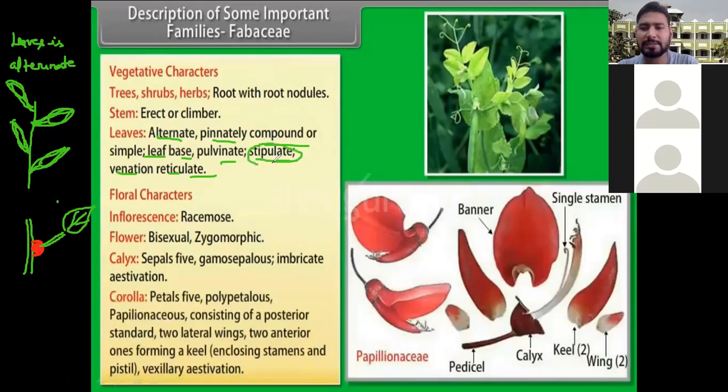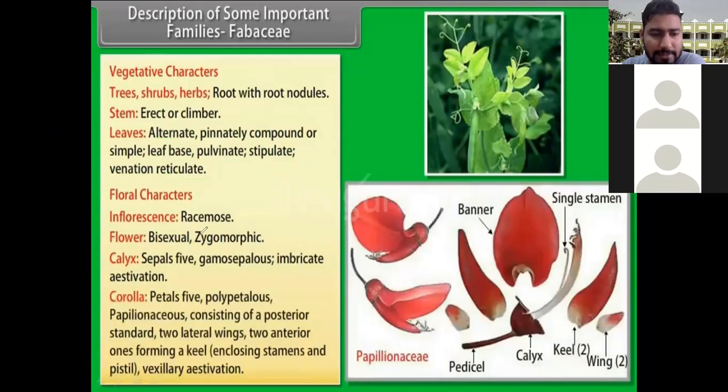Stipules means stipulate. Suppose that in the leaf base they have a small reduced green leaf-like structure. Okay, this is called the stipules. If the stipules are there, it is stipulate, otherwise it is exstipulate. Venation is reticulate, which means it is a dicot plant. Okay, it is a dicot plant.